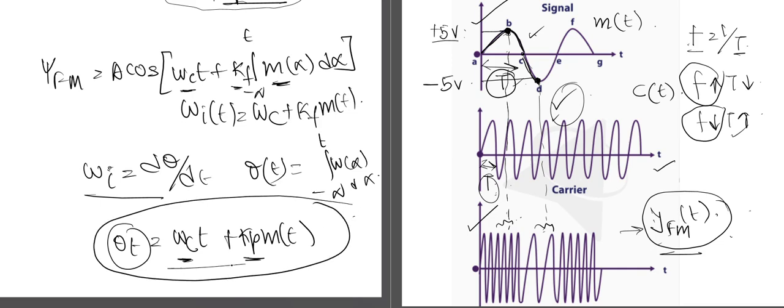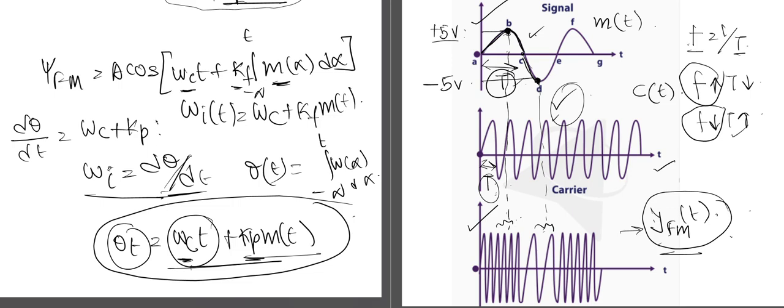So this is our main relation, theta of t is equal to omega ct plus kp of m of t. If we use this theta of t, we will get our phase modulated signal, right? But we need our frequency modulated signal. To get it, we will differentiate with respect to t. d theta by dt is equal to omega; differentiating this term, we get omega c. And kp is a constant, so it will remain the same, and the derivative of m of t is m dot t. We are representing the derivative of m of t by m dot t.